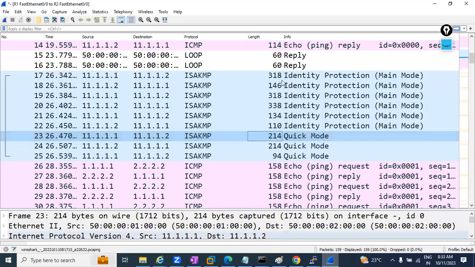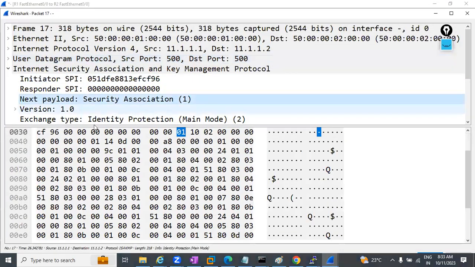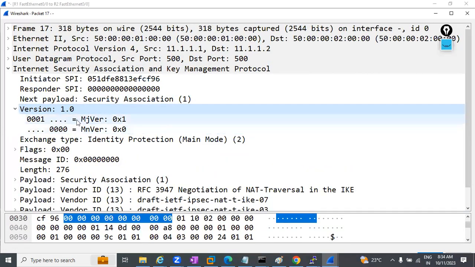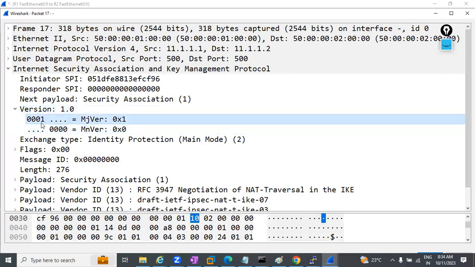Let's open the first message. You can see that after the security next payload, we have the versions. The minimum version is always 000 and the major version is 001.